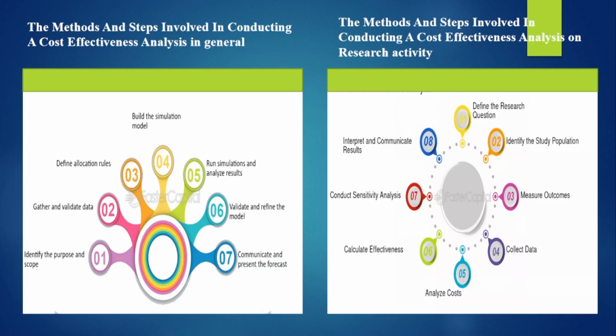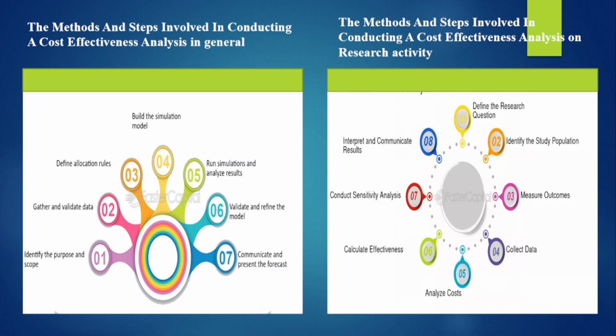Then secondly, identify the study population. So we try to study the population. Populations are very vital. Without populations we cannot organize research. Thirdly, measure outcomes. How to measure the outcomes? There are so many techniques, methods and tools we try to apply in this context. And collect data. Data must be collected in various forms, with various tools, methods or techniques.